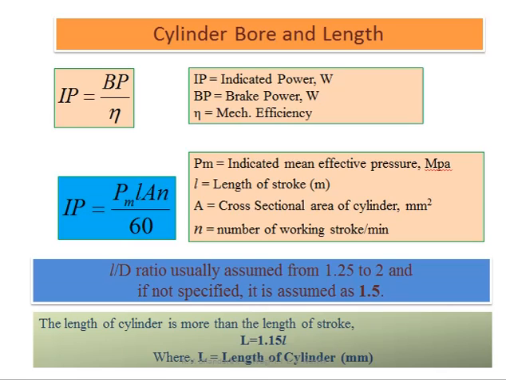Generally we know that the L by D ratio is assumed between 1.25 to 2. L means length of stroke and D is nothing but the bore diameter of the cylinder, and if it is not mentioned we take it as 1.5. Again, the length of the cylinder is always more than the length of stroke, so generally it is taken as 15% more than the length of stroke. So capital L, the length of cylinder, is equal to 1.15 times the length of stroke.